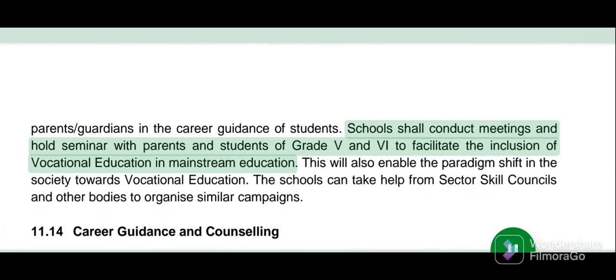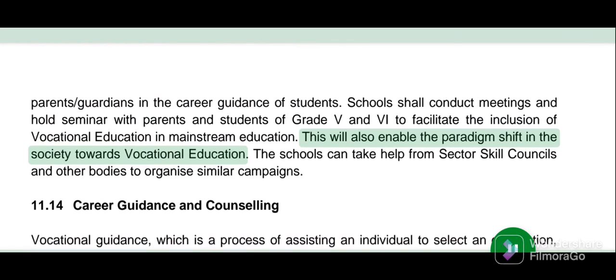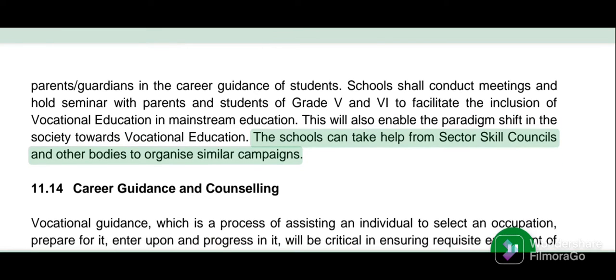Schools shall conduct meetings and hold seminars with parents and students of grade 5 and 6 to facilitate the inclusion of vocational education in mainstream education. This will also enable the paradigm shift in the society towards vocational education. The schools can take help from sector skill councils and other bodies to organize similar campaigns.